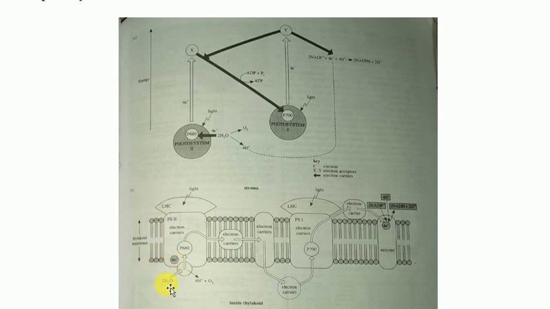Now we have a water molecule here. It is broken down by light from the light harvesting complex, because the light harvesting complex collects light to the photocenters, and photosystem 1 and photosystem 2 are the photocenters.